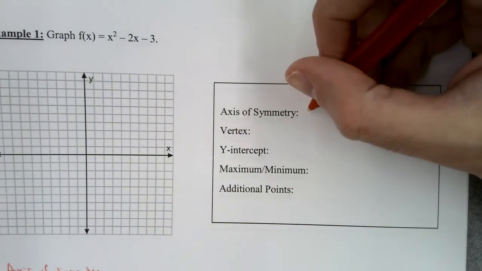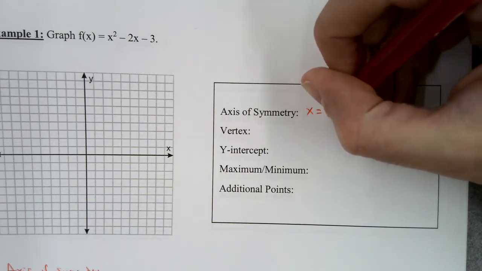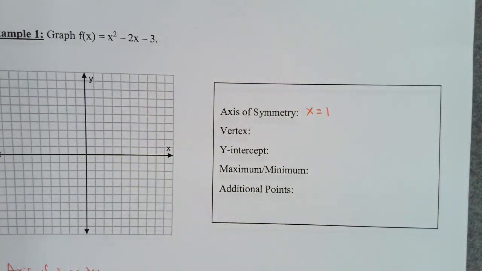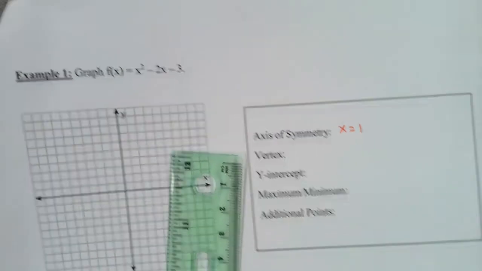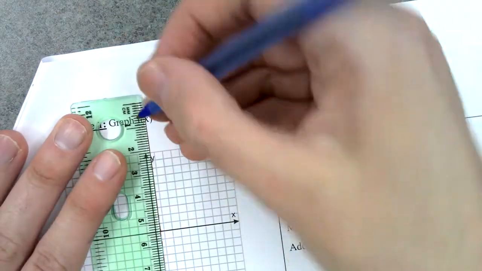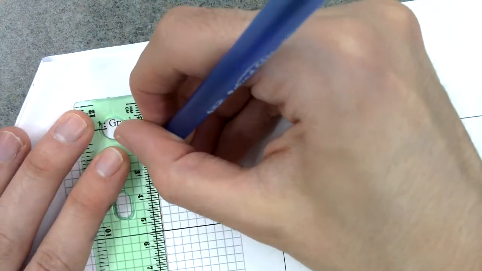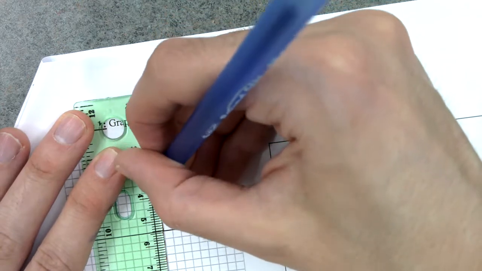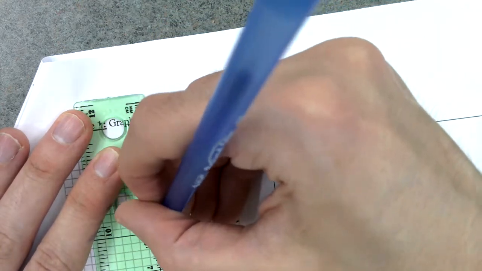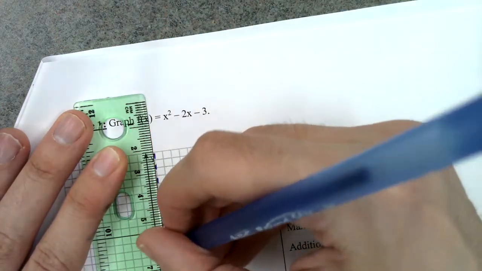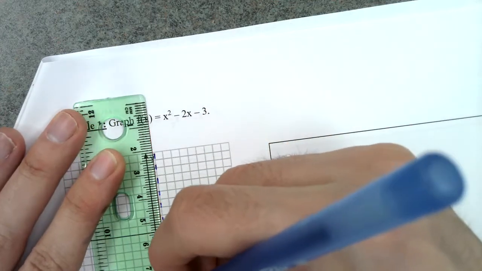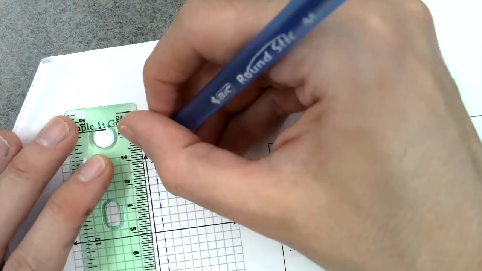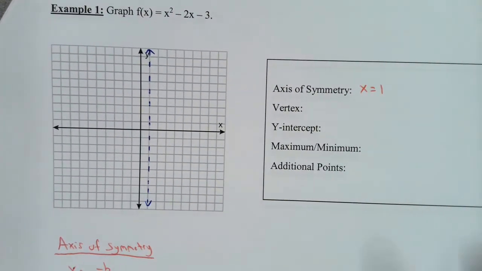So let's label that, and then let's graph it as we go. Now the axis of symmetry is not actually part of the graph. I'm just using that to help us graph the actual parabola. So I'm going to do a dashed vertical line at x equals 1. Now again, that is not actually part of our graph. But now let's get the vertex.